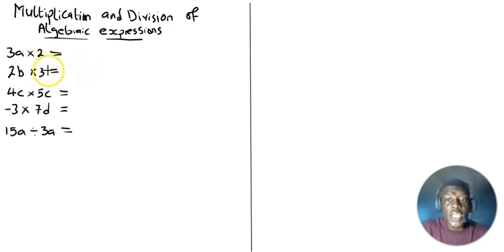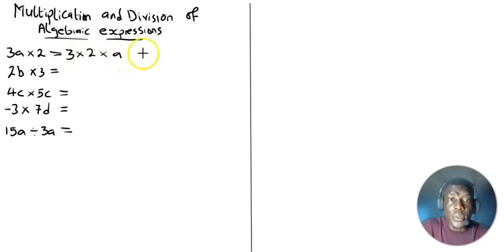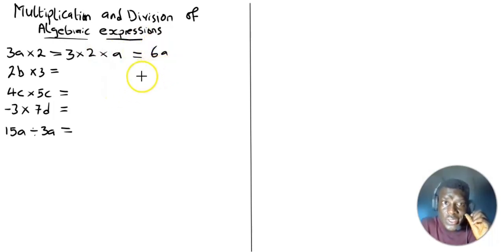So we have 3a times 2. What does this simply mean? Breaking this down, you have 3 times 2 times a. So these are the numbers first, then the alphabet. Putting this all together, 3 times 2 will give you 6, and 6 times a will give you 6a. That is it. Very simple.